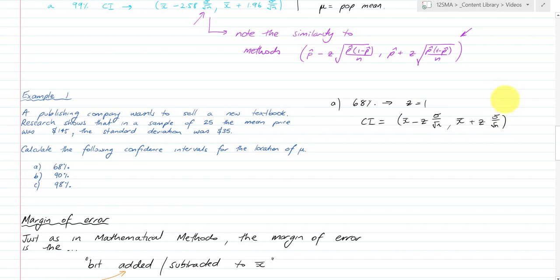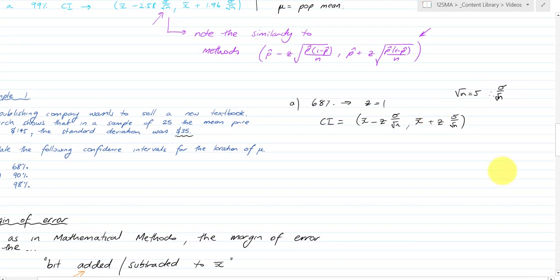Now I just want to make the point here that root n is equal to 5 because n is 25, so let's save ourselves a bit of time. And our standard deviation was 35, so we've got nice numbers. Therefore sigma over root n is equal to 35 over 5, which equals 7. And so our confidence interval in this case is 145 minus 1 times 7 to 145 plus 1 times 7. And so that's equal to 138 to 152. We are 68% confident that our population mean lies within that range.